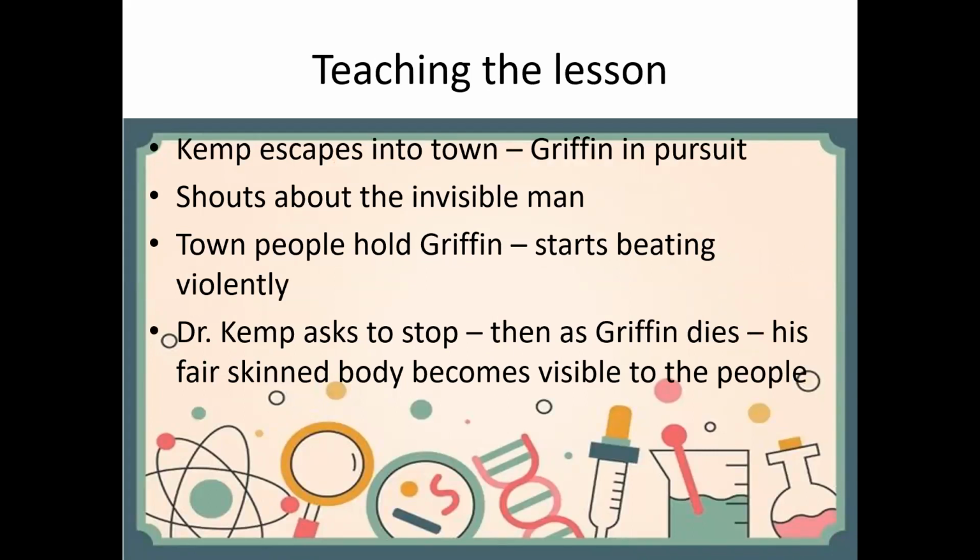Dr. Kemp escapes into the town street and starts running. He screams that the Invisible Man is following him. The townspeople hold invisible Griffin and start beating him violently. This shows the bravery of all the people in the town and the trust they have in Dr. Kemp. As Dr. Kemp asks the people to stop, they all stop their action. Griffin has become breathless. He dies poorly after receiving a strong beating from the people. His albino body becomes visible after death.